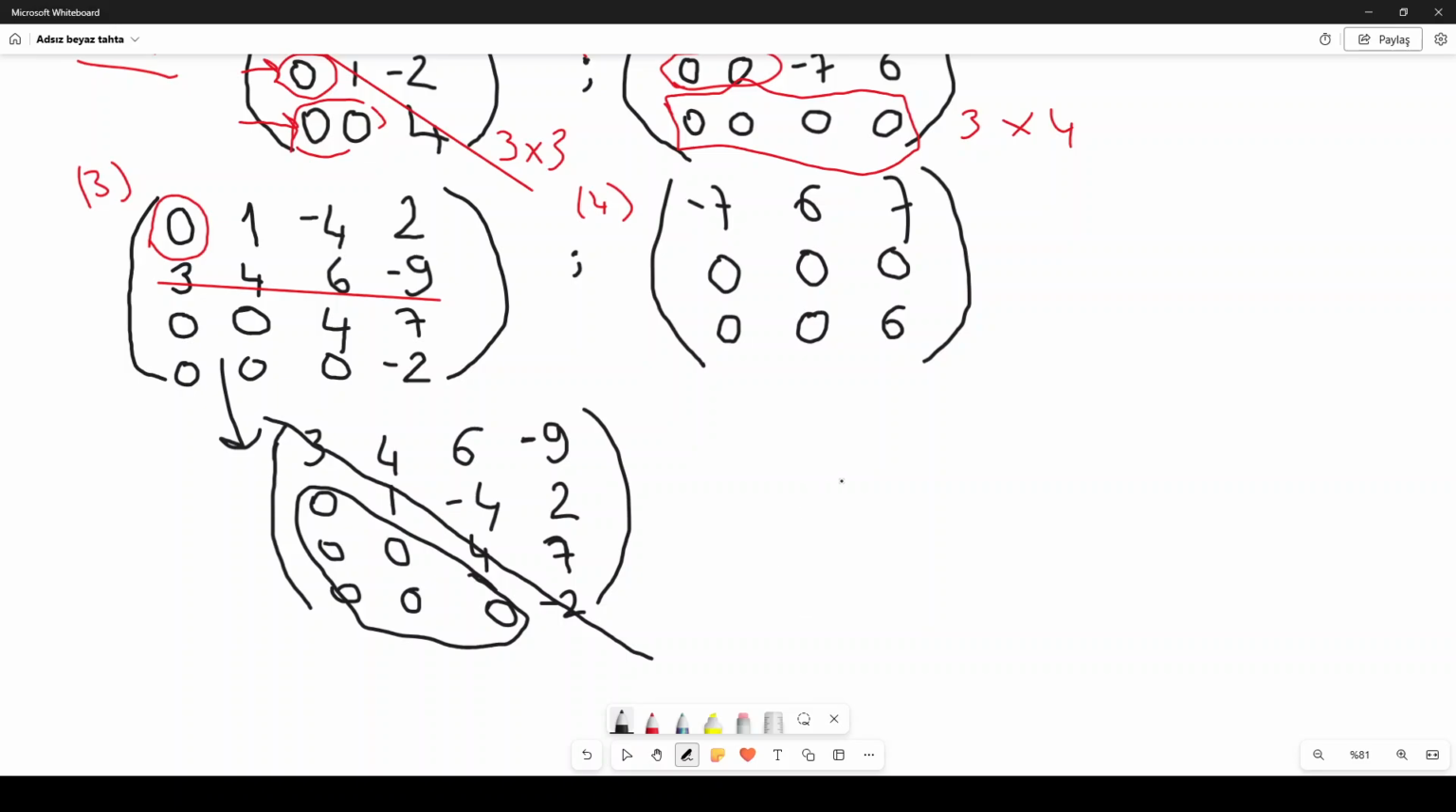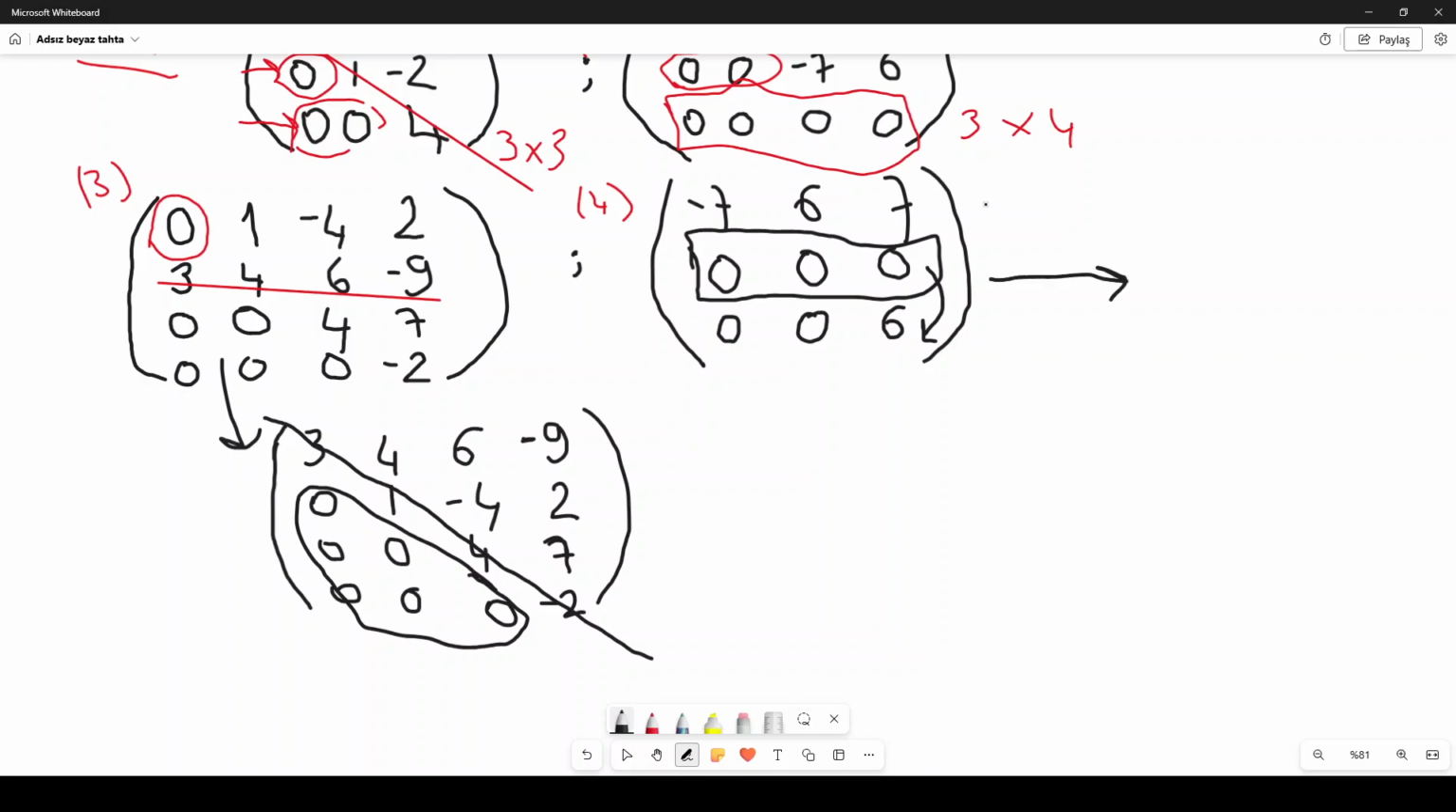Okay, how about the fourth one? When I look at the fourth one, the problem is that it does not satisfy the first property. There is a 0 row right over here in the second row, because all of the entries in the second row are equal to 0, and a 0 row must be below all the non-zero rows. The first row and third row are non-zero rows, and we should replace this second row with the third row.